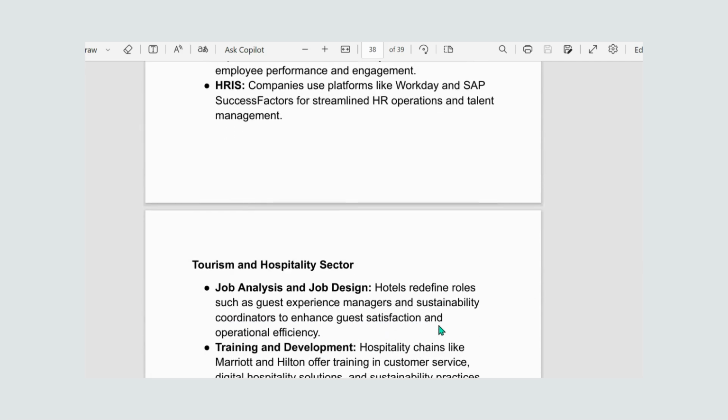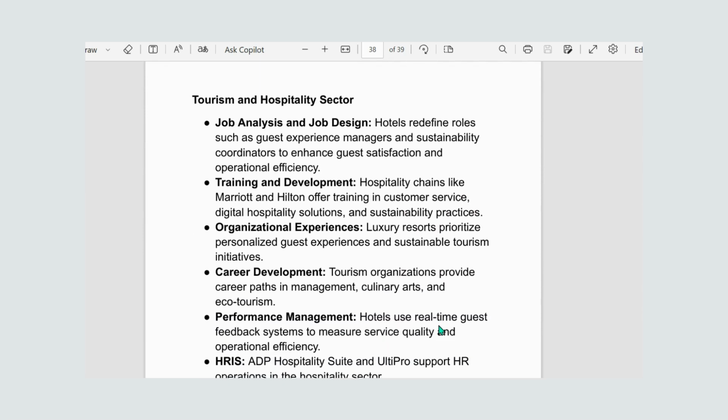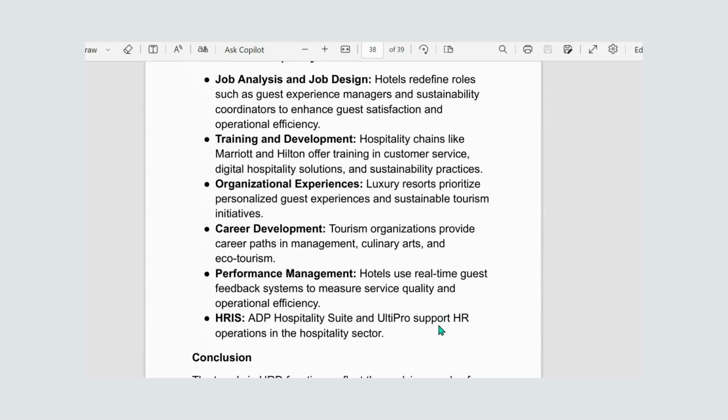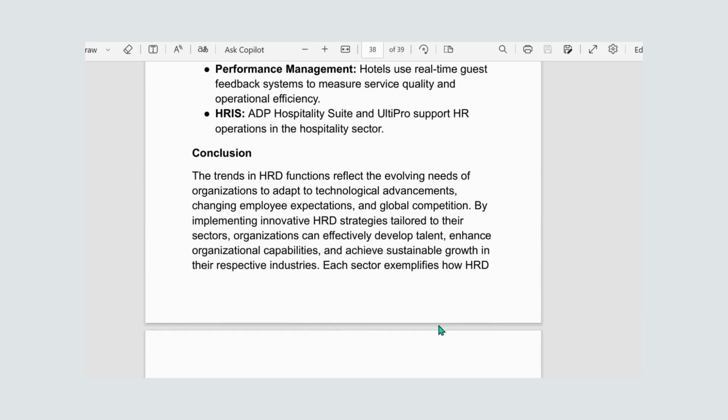Then a different sector is tourism and hospitality, where hotels redefine roles such as guest experience to enhance guest satisfaction, operational efficiency, and so on. Also, luxury resorts prioritize personalized guest experience and sustainable tourism. Hotels nowadays use real-time guest feedback systems to measure the service quality and the operational efficiency.